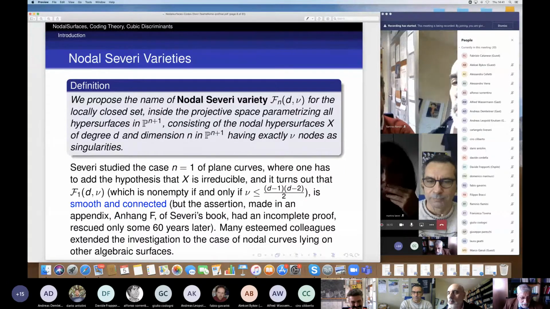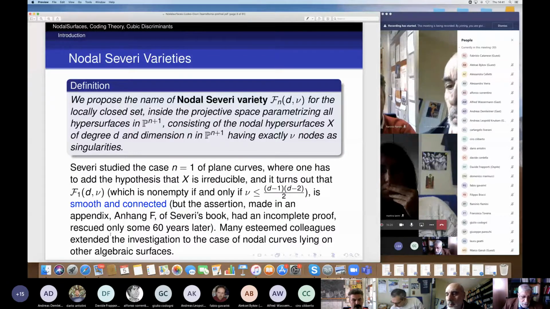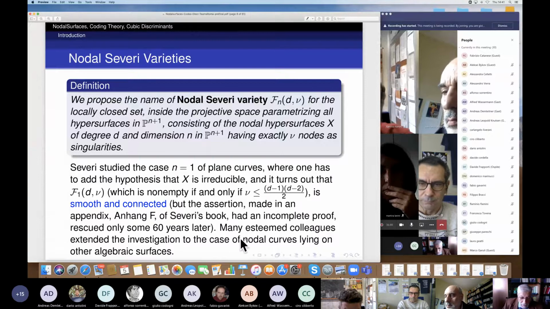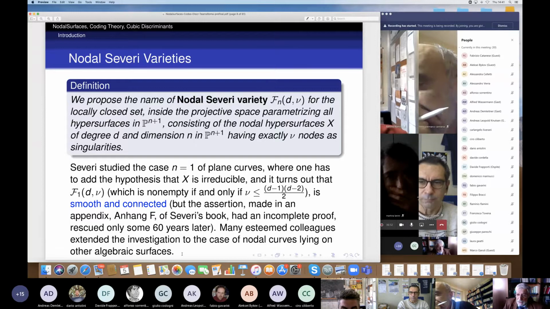However, this is a famous statement, but in the Vorlesungen of Severi, in appendix F, there was an incomplete proof, and it was rescued only some 60 years later by several people with different methods: analysis, geometry, and so on. Now, the name, I'm a little bit stealing the name. Many colleagues in Rome, Ciro, Flaminio, Edoardo Sernesi, and so on, extended the investigation to the case of nodal curves lying on other algebraic surfaces, which is also a quite beautiful subject. But I will go to higher dimension.